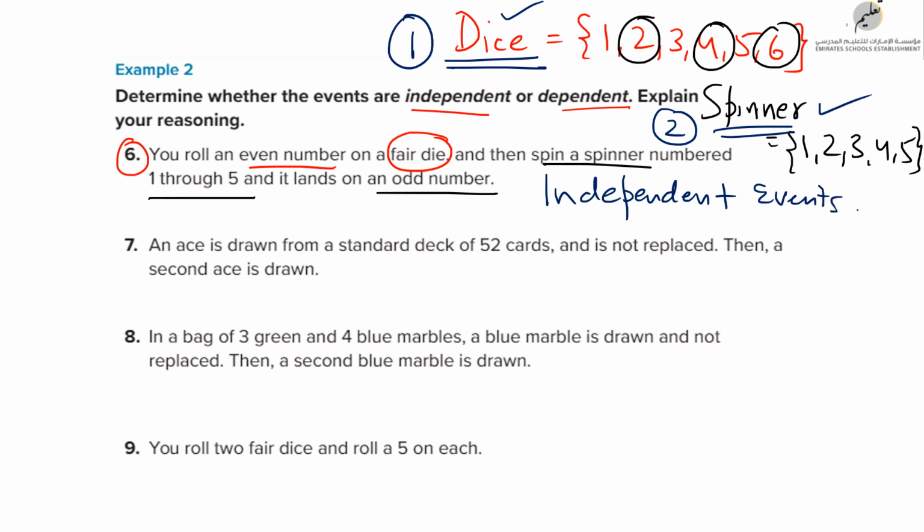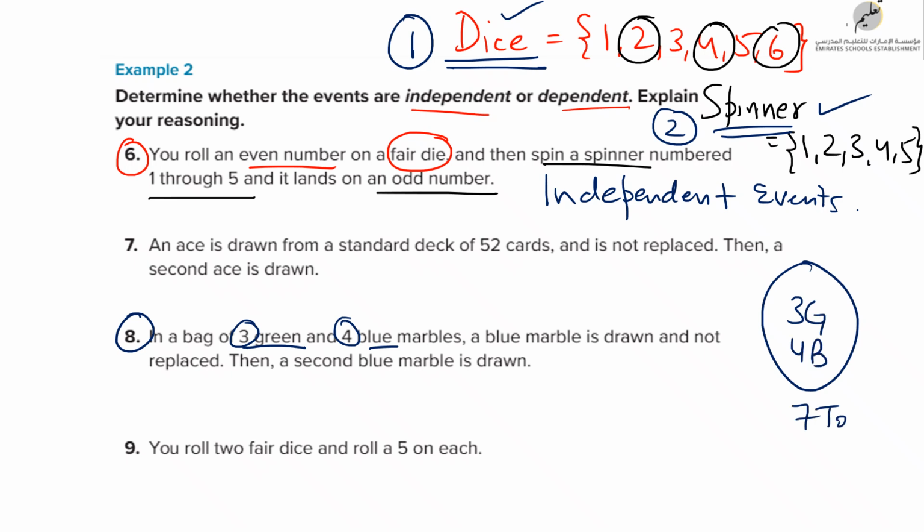Okay, let's do another one. We will now do question 8. 7 and 8, 9 you try yourself. In a bag of 3 green, 4 blue marbles. So that means I'll just draw a bag. There are 3 green, 4 blue marbles. So total is 7 total marbles.